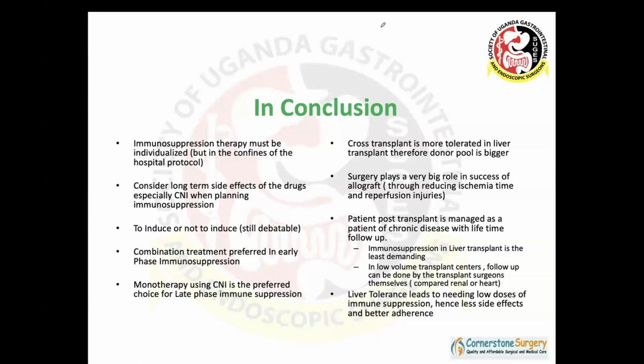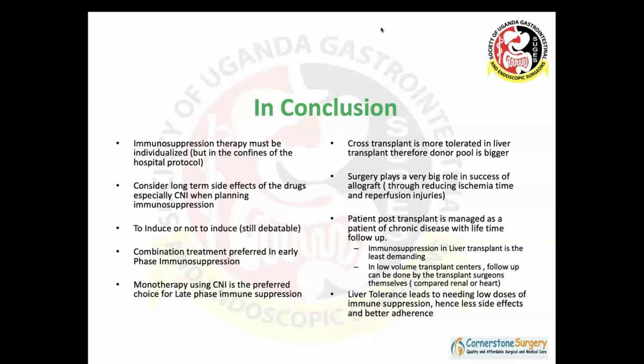Combination treatments are preferred in the early phase, but remember in liver, by the time you do late phase, you're on monotherapy. Monotherapy using calcineurin inhibitors is the preferred choice for late phase what? Immunosuppression. Cross-transplant is more tolerated in the liver because of tolerance. Cross-transplant means that we have a bigger donor pool for where to get donors because we can take as many heterogeneous livers as possible.